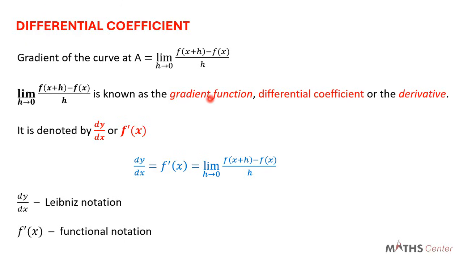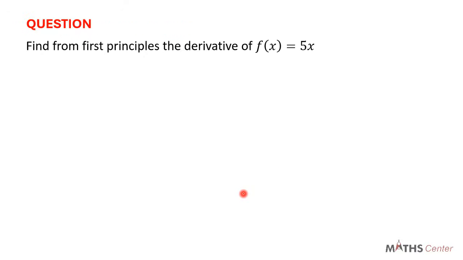You are being asked to find the gradient function, the differential coefficient, or the derivative. Now, when you use the limit as h approaches 0 of the function f of x plus h minus f of x divided by h to find the gradient function, the differential coefficient or the derivative, it is known as finding the derivative from first principles. So we are going to learn how to use this to find the derivative. We will consider a couple of questions.